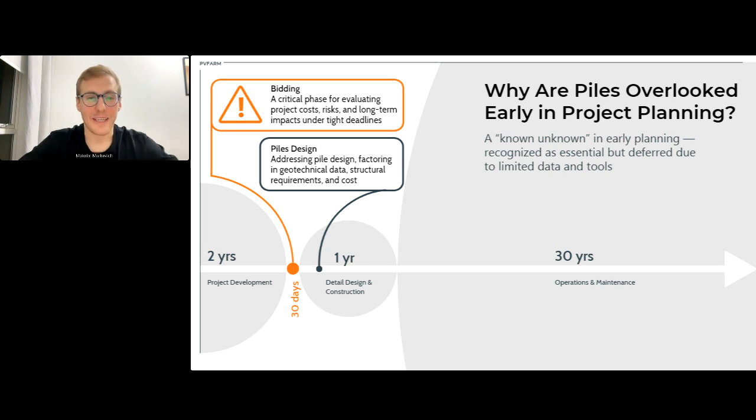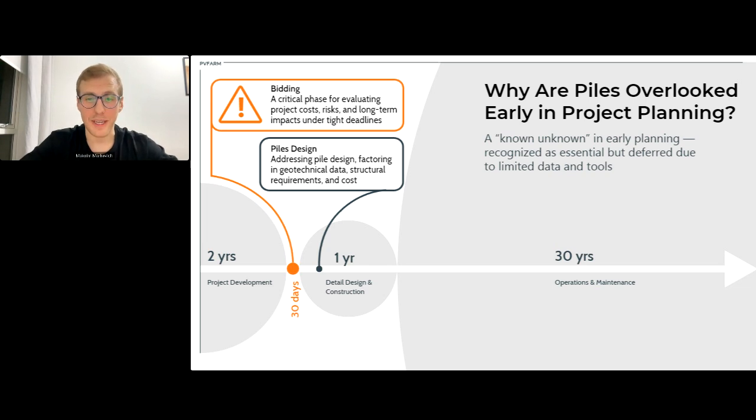So basically there is a lack of data, right? A lack of tools, and this all adds to the problem of piles being considered properly only later in the process. But there is hope, right? Because piles fall into the known-unknown category. Everybody knows that there will be piles, and everybody understands that they are critical. It's difficult to analyze them early in the process.